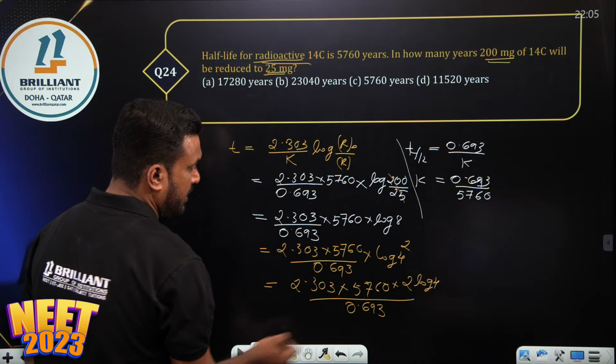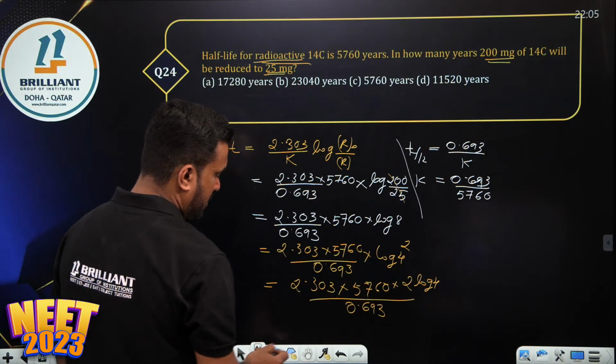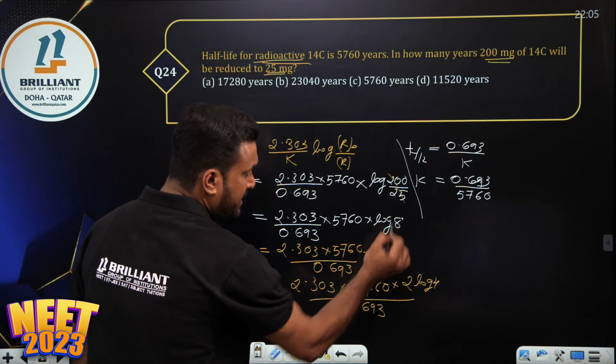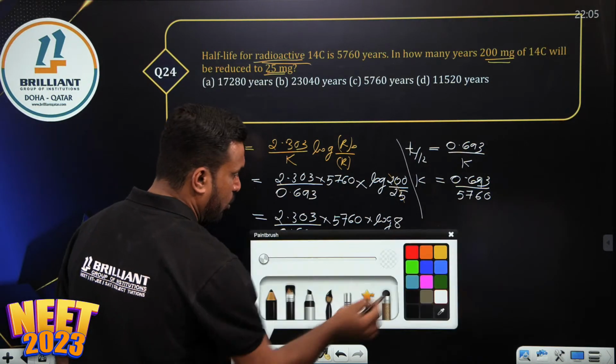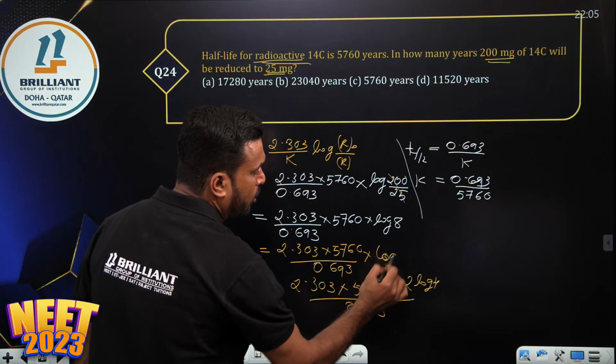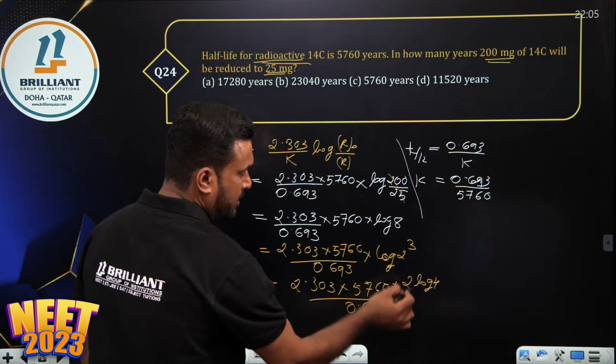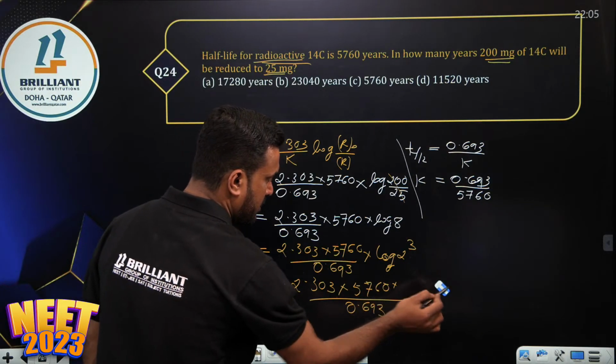Oh, sorry, wait. Here it is not 4 squared, it is 2 raised to 3. I'm sorry. So log 8 is coming, not 16. So log 8 means log 2 raised to 3, so 3 log 2 will come. Yes, here there is a change.